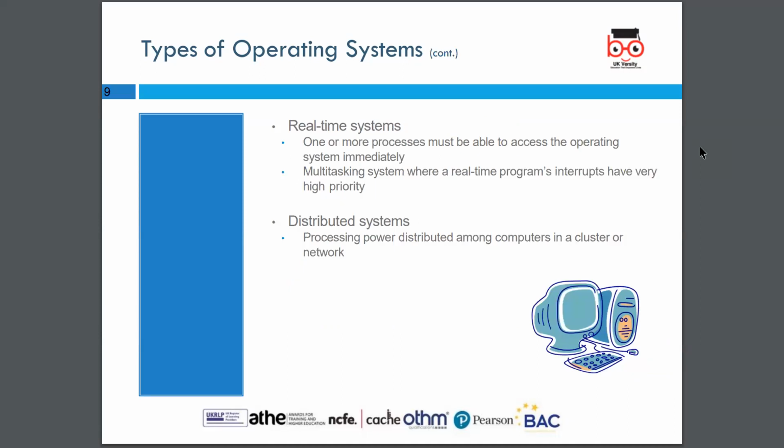Then we have real-time system, which has one or more processes which always have to be used to access the system immediately, because it gives you real-time access to it. Then we have distributed systems. What do we mean by distributed? We were just looking into the process of redistributing among the computers in a cluster or in a network.